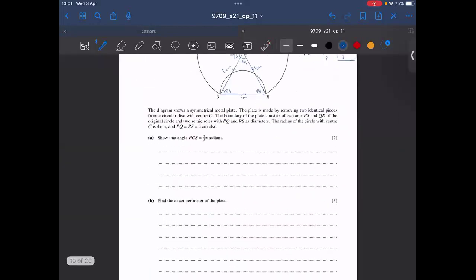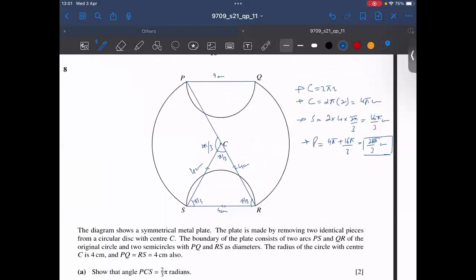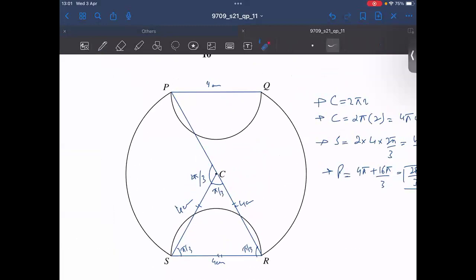Sir, can we add the 4 centimeter diameters and the arc length to get the perimeter? No. How come?